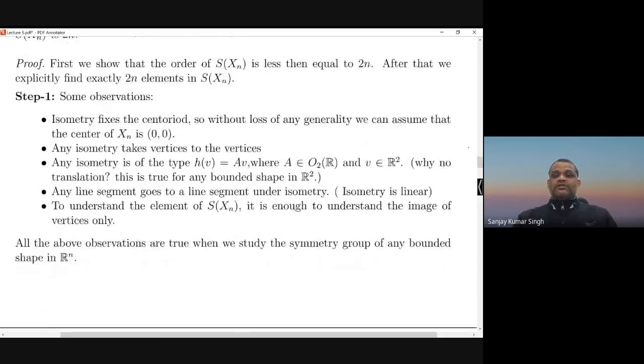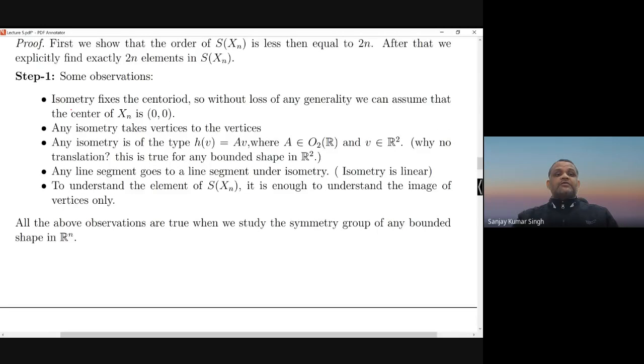And what are the observations? First observation is that an isometry fixes the centroid of any shape. Suppose you have a regular shape, then I can always talk about the center of this regular shape. In the case of an equilateral triangle, you know what the center is. In the case of a square, you know what the center is. So whenever you have a regular polygon, I can talk about the center. And since each isometry preserves the center, without loss of generality I can assume that my center is always the origin. If not, then I can do some translation and we can always assume that it is the origin.